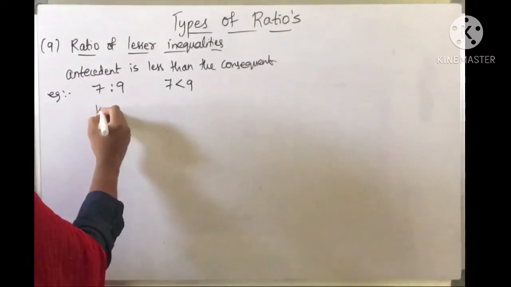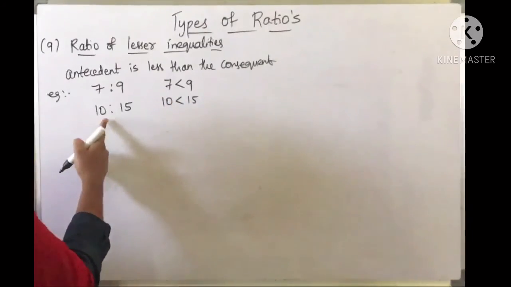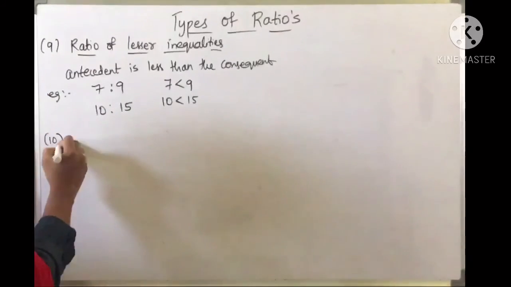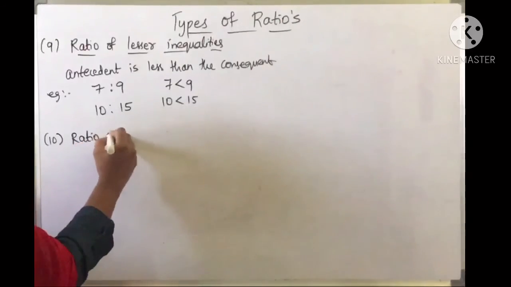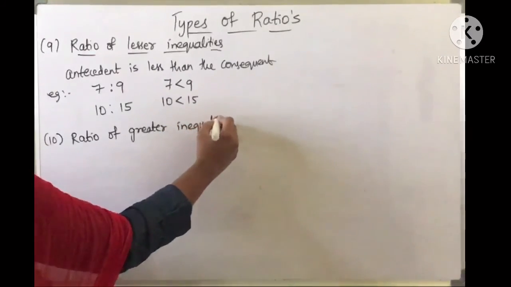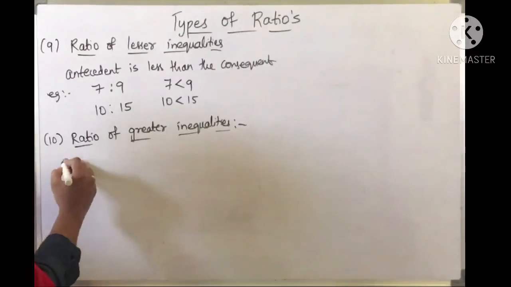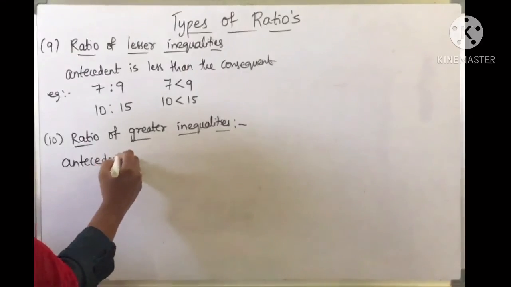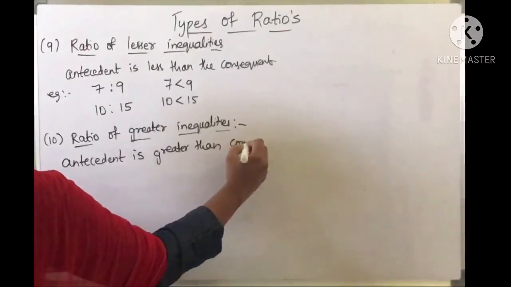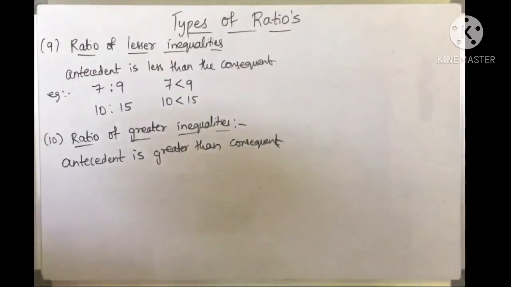For another example, 10:15. Here 10 is less than 15. So the antecedent is smaller than the consequent, then we call it a ratio of lesser inequality. Coming to the last one, ratio of greater inequalities. Here, for a ratio, if the antecedent is greater than the consequent, then we call it a ratio of greater inequalities.